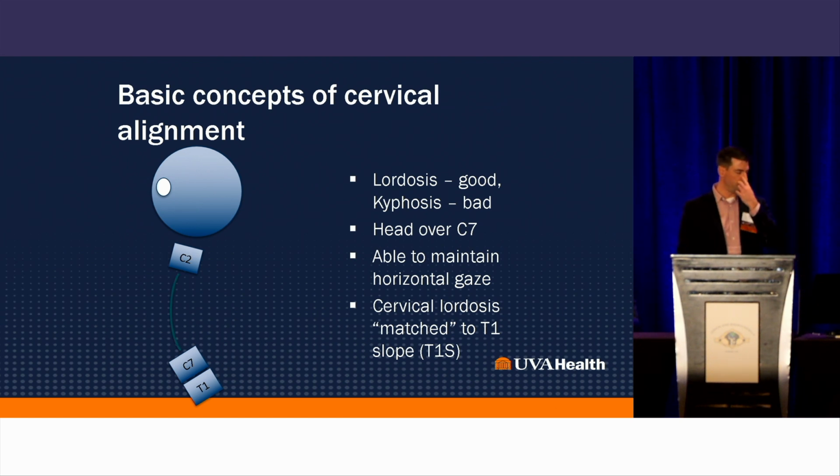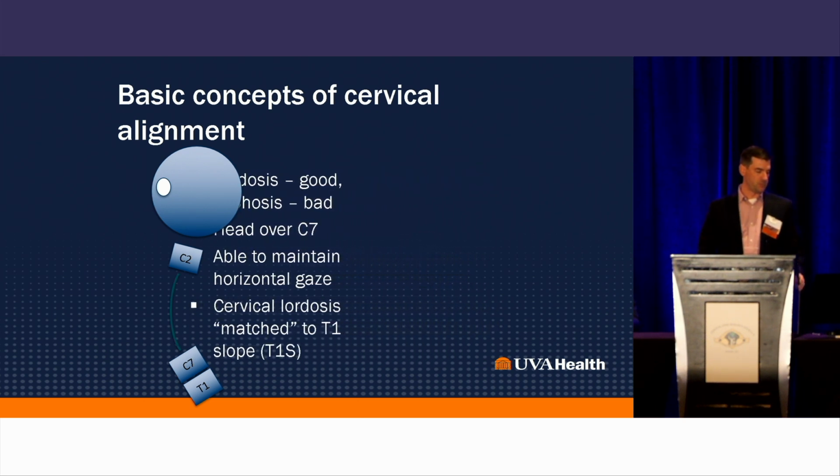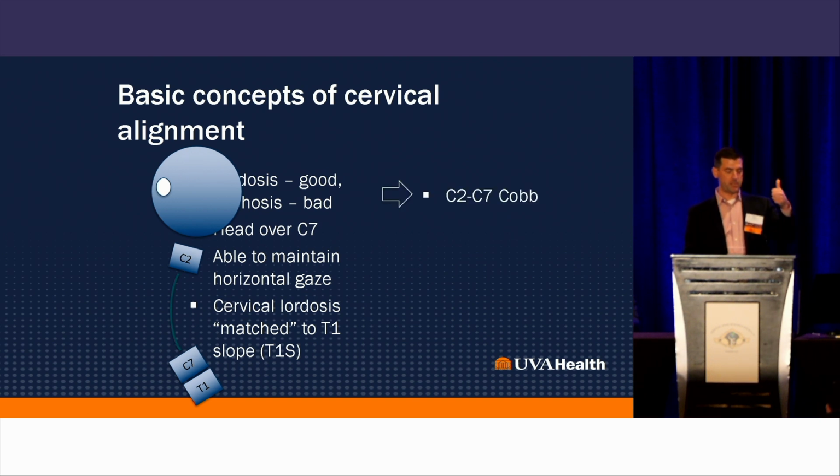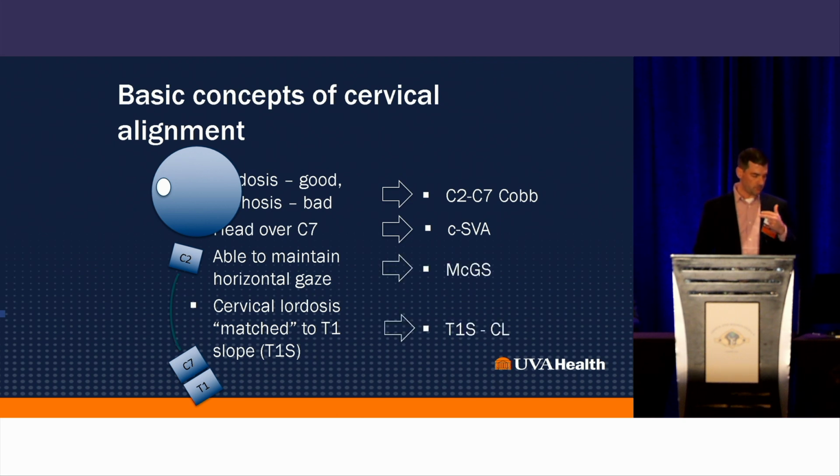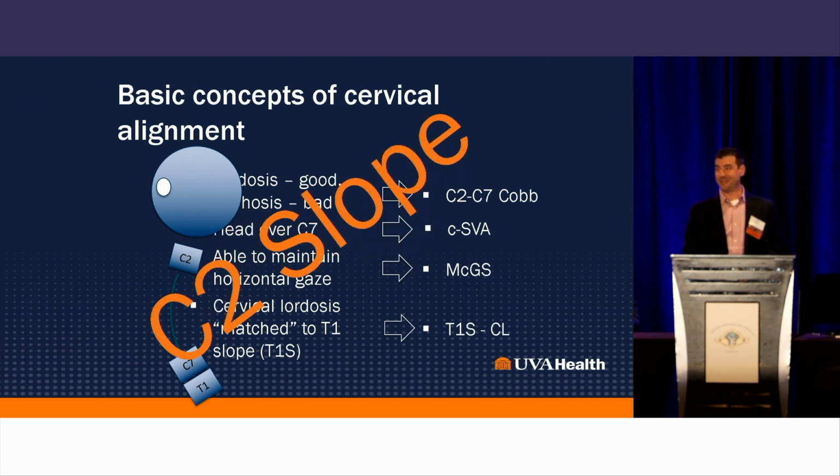For the neck, lordosis is good, kyphosis is bad. You want to keep your head over C7. You want to be able to maintain a horizontal gaze, and you want to have a matched cervical lordosis to your T1 slope. So all you do is plug in each one of those values that we looked at and talked about. I would measure a C2-7 Cobb angle. I'd measure a cervical sagittal vertebral axis. I would get a McGregor slope, and I would do a T1 slope cervical lordosis mismatch. And then maybe the easiest of all of them is just measure the C2 slope.